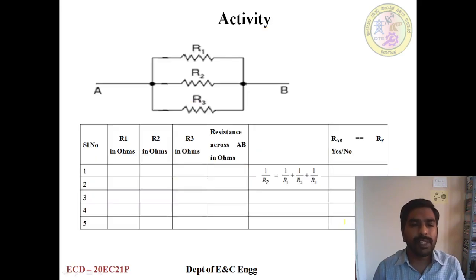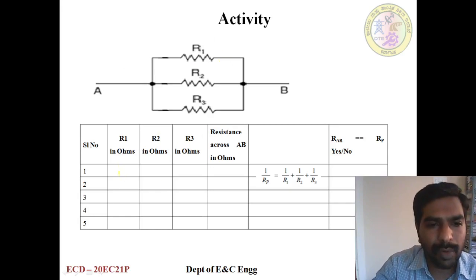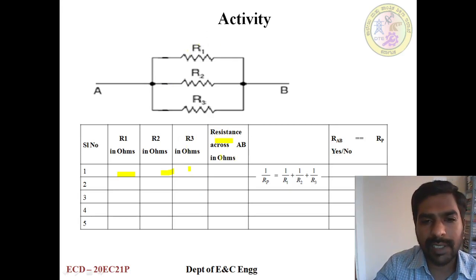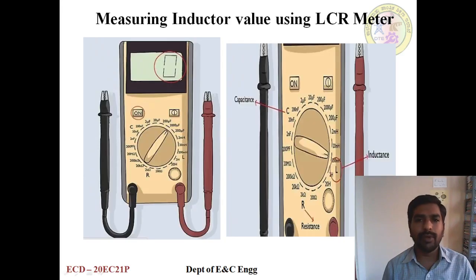And there is a parallel combination also. You take 3 different resistors and you know the values, calculated either with the help of an ohmmeter or through the color bands, and note them down. For the resistance across AB, use the multimeter, set the ohm mode, measure across AB and note it down here. And this is the formula: 1/Rp = 1/R1 + 1/R2 + 1/R3. Use this formula to calculate it, note it down here, and derive a conclusion. So this is the activity you have to carry out.